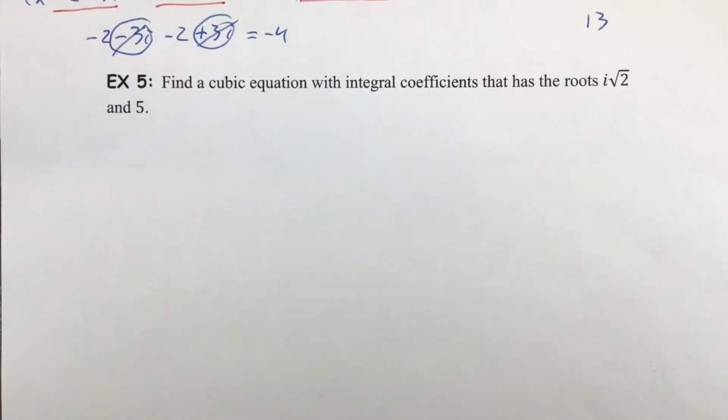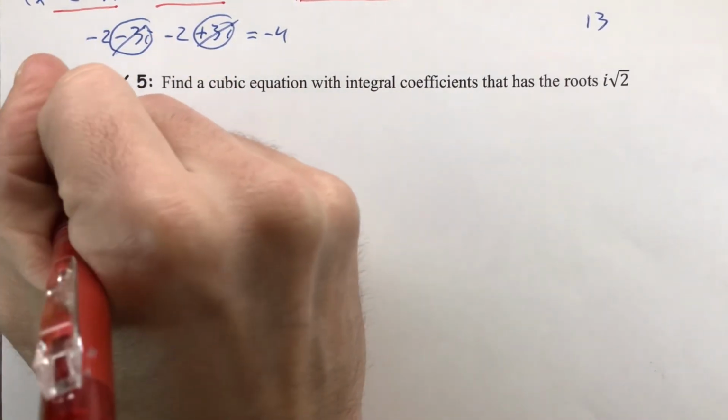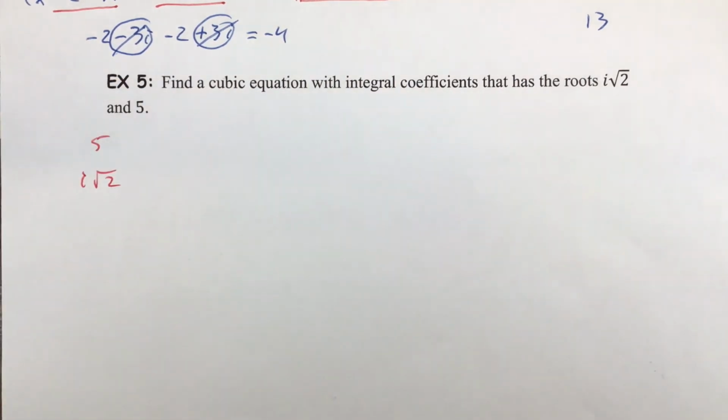Example 5, find a cubic equation with integral coefficients, that just means integer coefficients, that has the roots i square root 2 and 5. It has the roots i square root 2 and 5. That is only 2 roots that are being provided for us, right? We've got the 5, we've got the i square root 2.